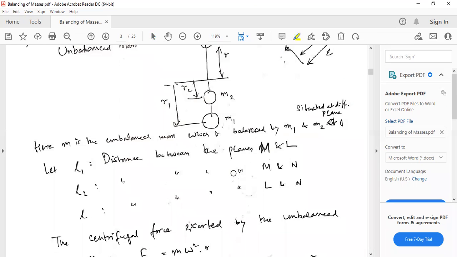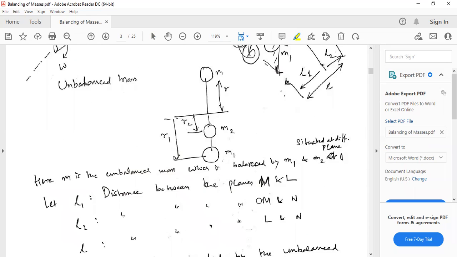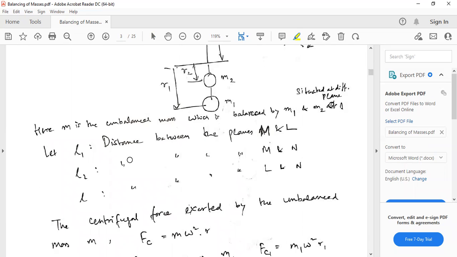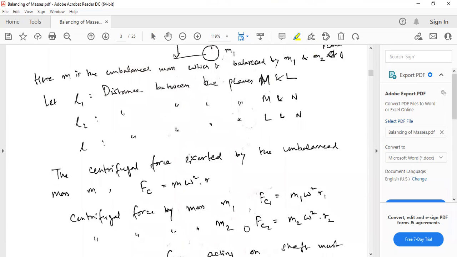You can read this. L1 is the distance between the planes of these masses. Capital M is the plane for this small mass m. Capital N is the plane for this m2 mass, and capital L is the plane for this m1 mass. L1 and L2 are distances between them, and L is the distance between the planes L and N. So the total length has been assumed as L. Now, how to balance it?